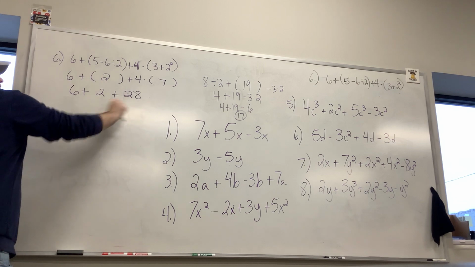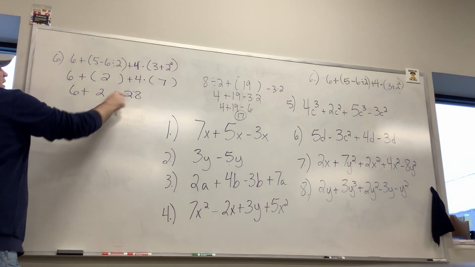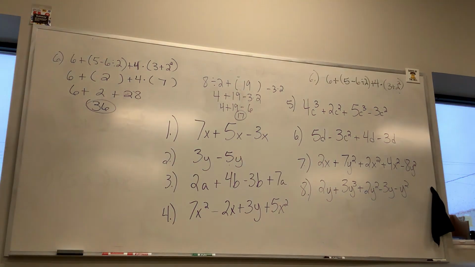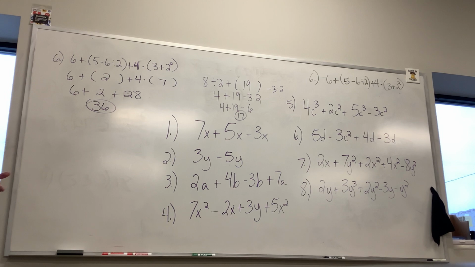And then I do all addition. 6 plus 2 is 8. 8 plus 28 is 36. Okay? So that's the steps. Go back through, check maybe where you made a mistake.